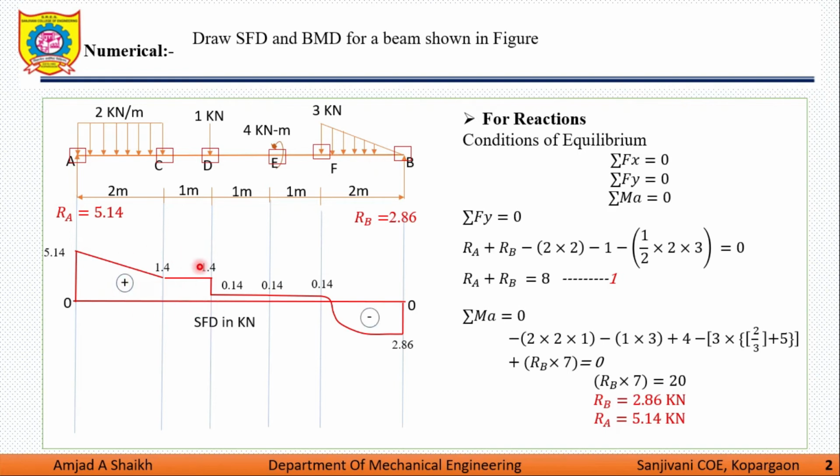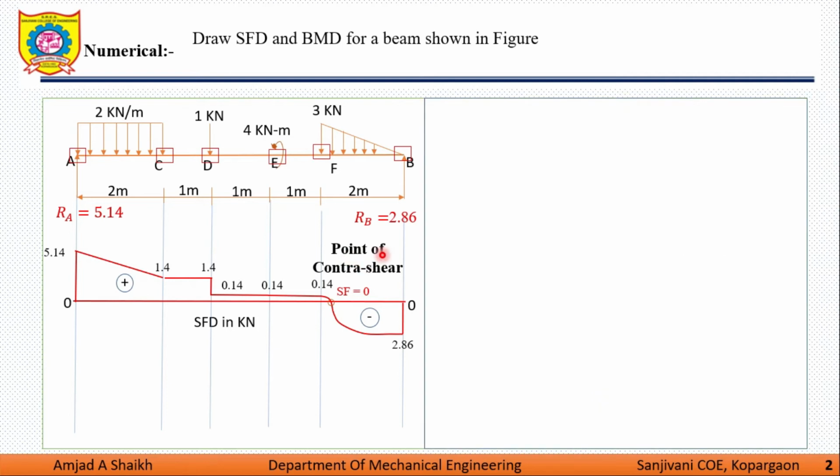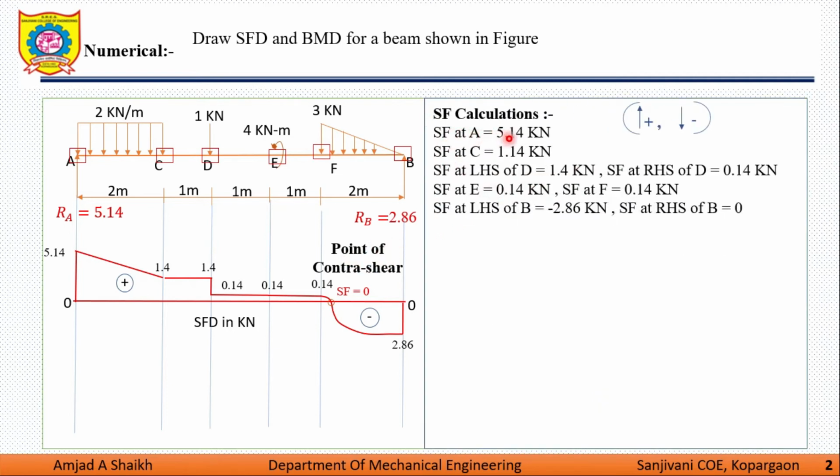This part represents positive shear force and this part represents negative shear force. Here, the shear force diagram crosses the 0 line. So we can call this the zero shear force line, which represents the point of contraflexure. Let us move on to the calculation. These are the shear force calculations which we will be obtaining from the diagram.